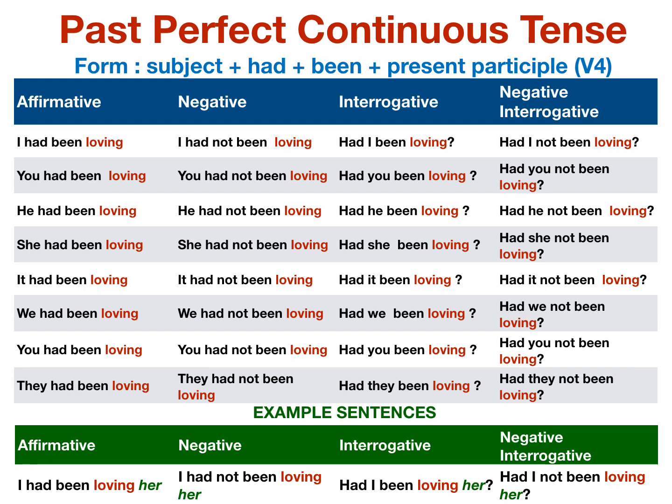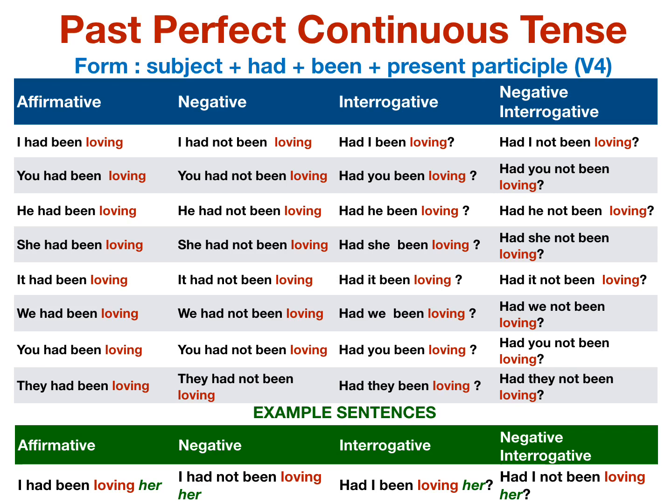Past perfect continuous tense. Subject plus had plus been plus V-ing. I had been loving. I had not been loving. Had I been loving? Had I not been loving? You had been loving. You had not been loving. Had you been loving? Had you not been loving?